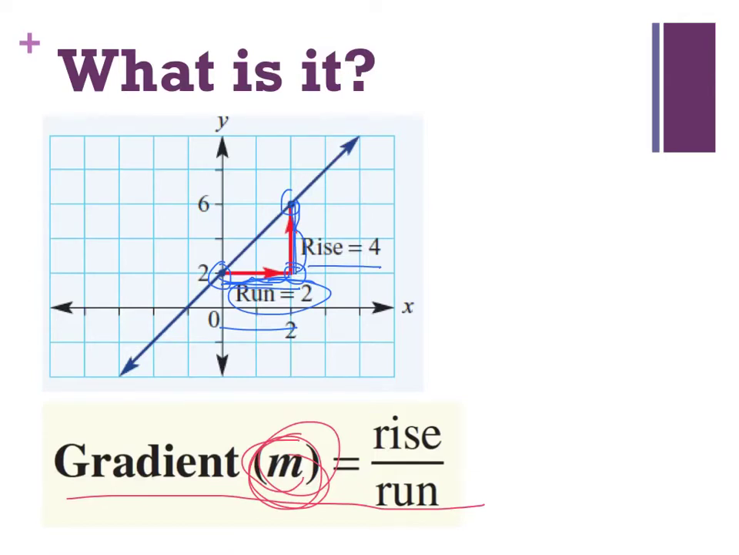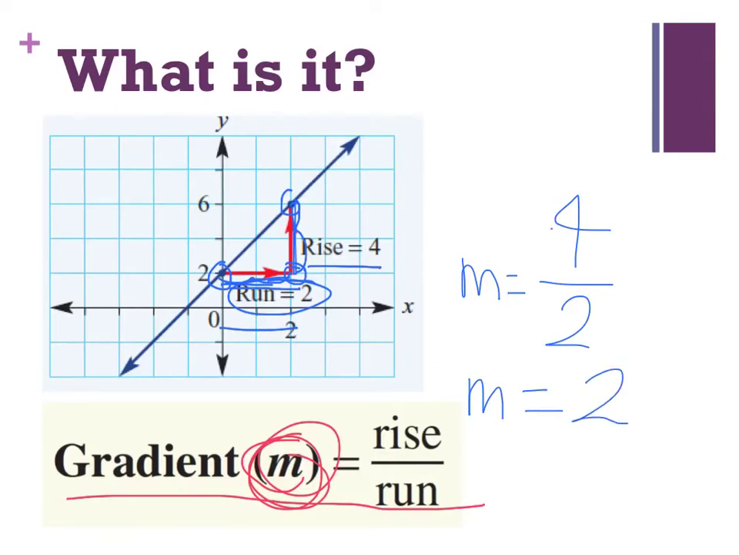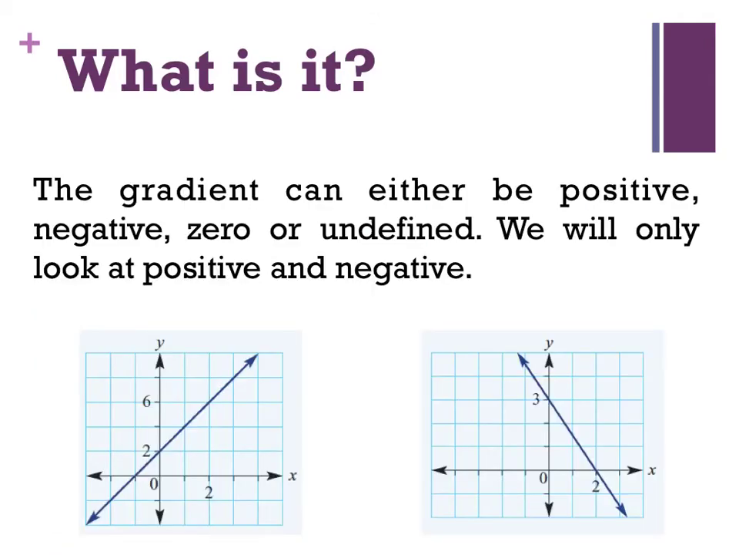And I represent that gradient as my rise over my run. So 4 over 2, and then 4 divided by 2, m equals 4 over 2, because that's my gradient. M equals 2. 4 divided by 2 is 2. And that's how I represent a gradient, guys. It's not too tricky. Okay, the gradient can either be positive, negative, 0, or undefined.